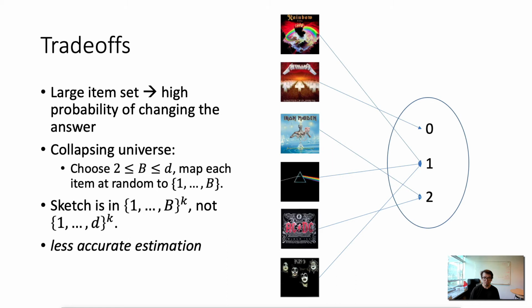If we do this, it seems to be easier to make this private, but on the other hand, it's more difficult to find a good estimation, because now there are also these collisions. We don't know, was this the AC/DC album or was it an Iron Maiden album? If we just see 2, we have to take this mapping into account.